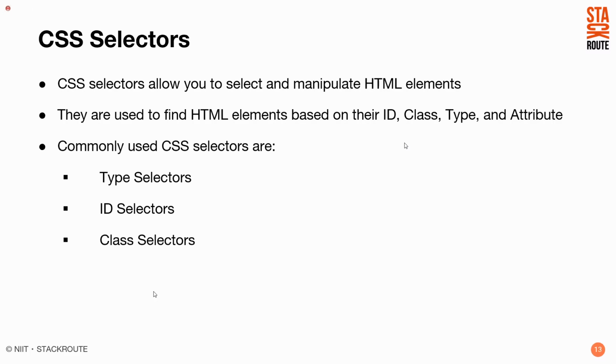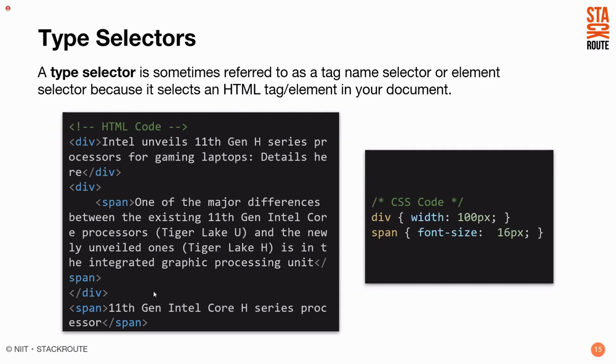Next. So let me complete the theory. Type selector refers to the tag name or HTML element selector because it selects an HTML tag or element. Div, span, section, heading, paragraph, all.